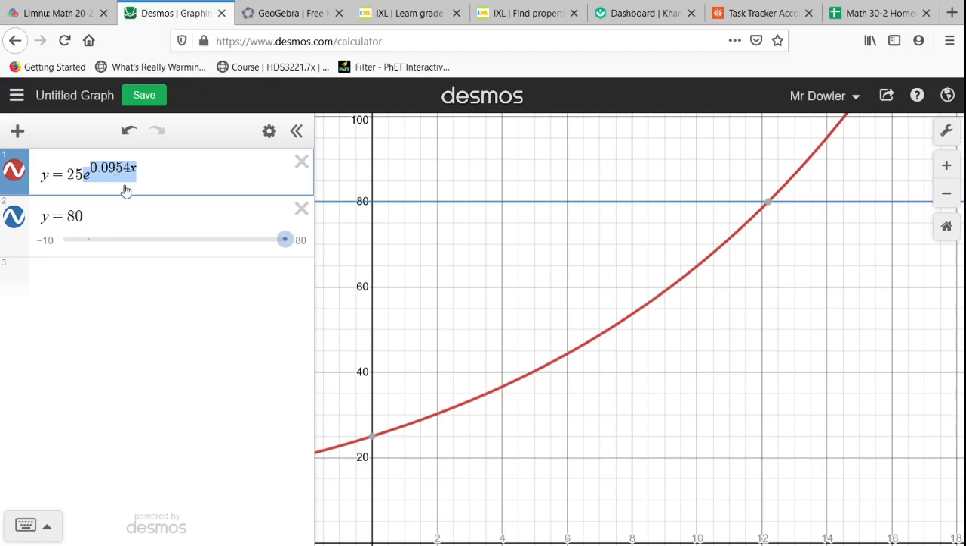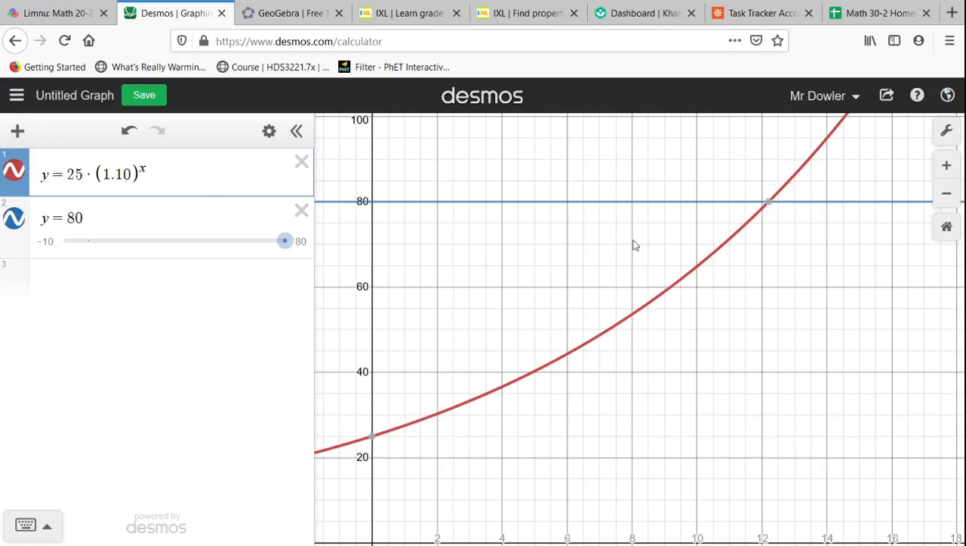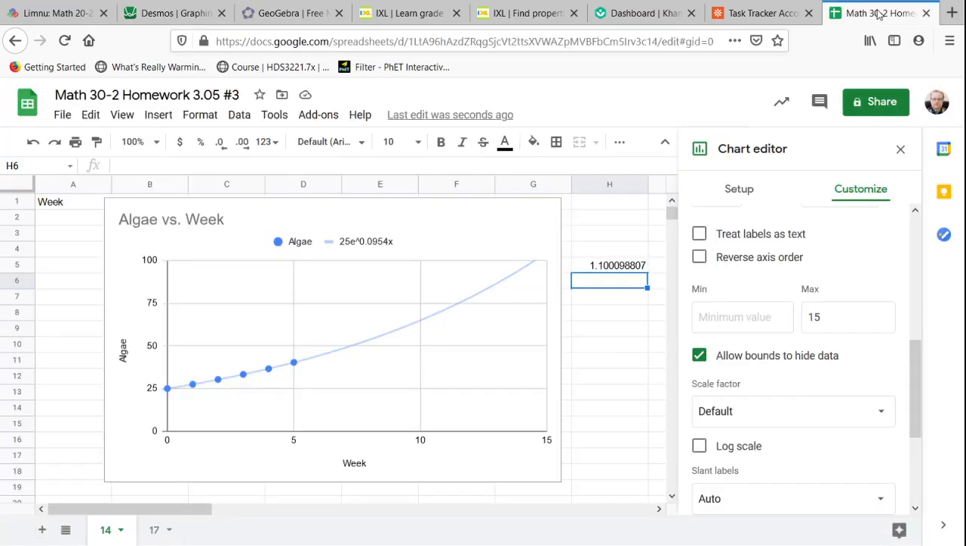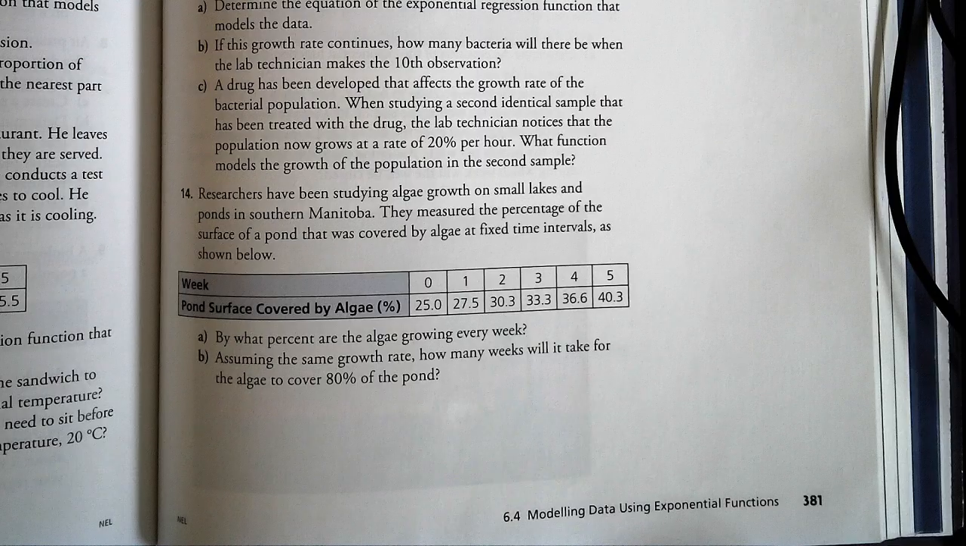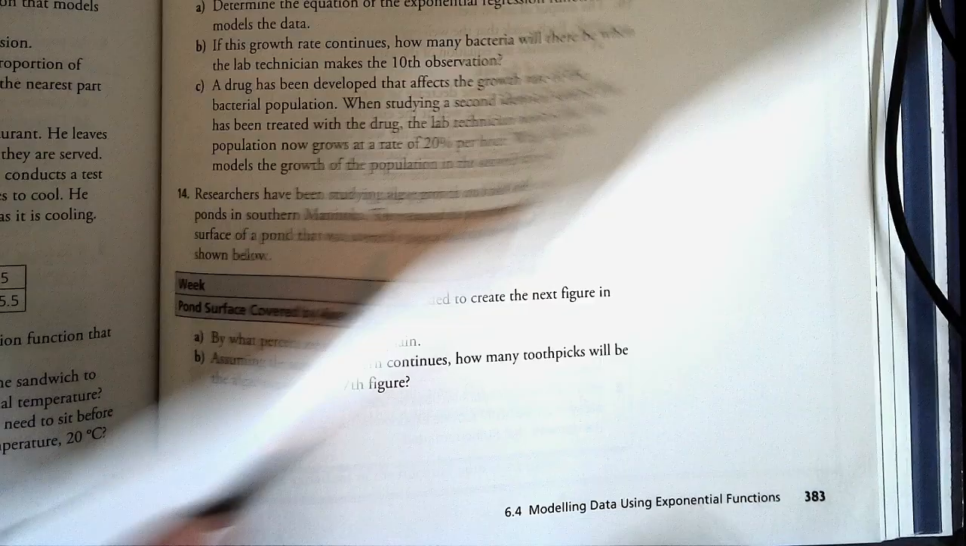If you're looking at the model from your calculator, you are more likely to have this one. Still about 12.2 weeks. Rounds just ever so slightly differently. So that is question 17, or question 14. Question 17 is at the top of the next page.